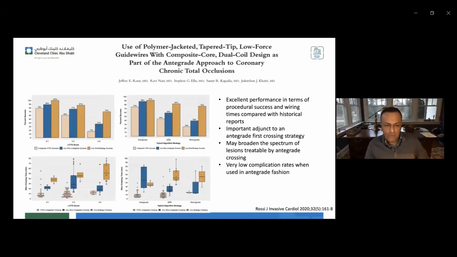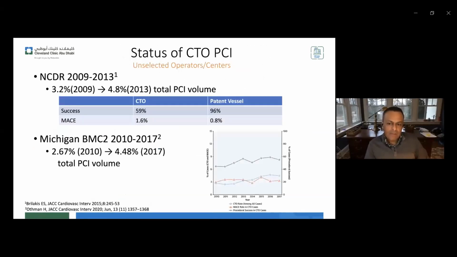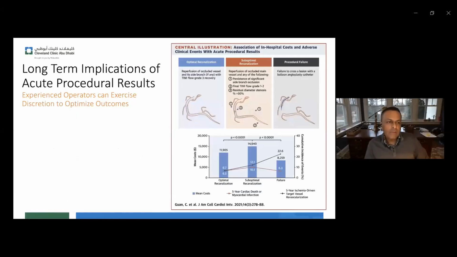That's led to a great deal of interest, at least at our institution, in trying to promote integrated crossing strategies, particularly for novice operators using new guide wire technology. That being said, with all of these advances, if you look historically, the overall attempt rates were quite low in the US at around 5%, and overall success rates around 60%. This is from 2009 to 2013. In more contemporary data from 2010 to 2017, it's pretty flat at around 60% success and overall volume at less than 5%. So there's still a lot of room to grow in terms of training physicians to do this procedure.